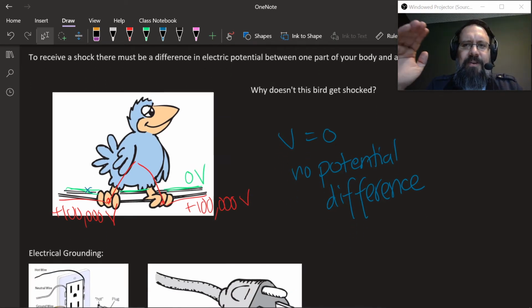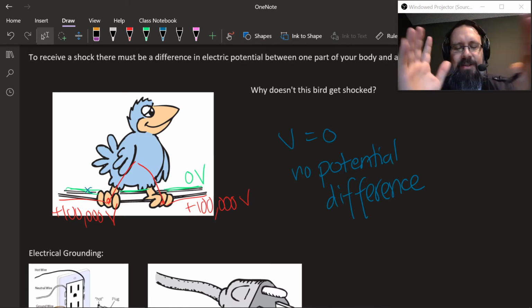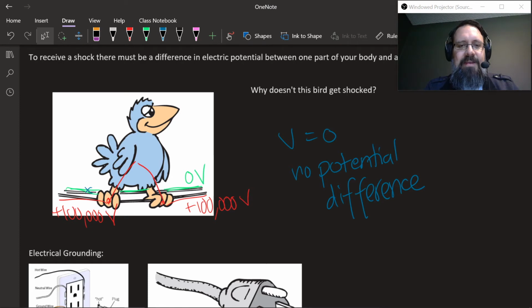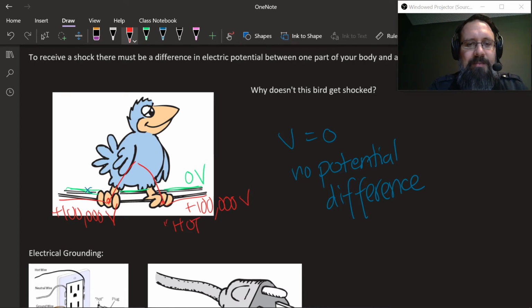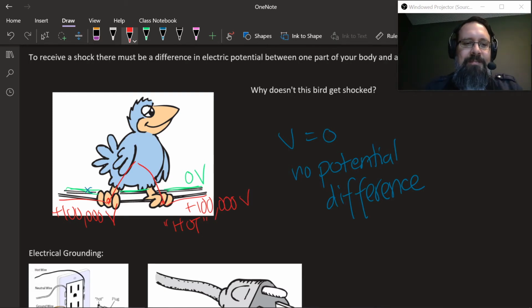It'd be like if you took a hot object and touched another hot object, no heat would flow. You need to have that difference in potential. You have to have one that's hot and one that's cold. That's why a lot of times you'll hear people call these the hot wire. Like you'll hear people say, "Oh, this is the hot wire." So if you touch a hot wire and you touch a neutral wire, that's a difference and that's going to be electrocution potential.